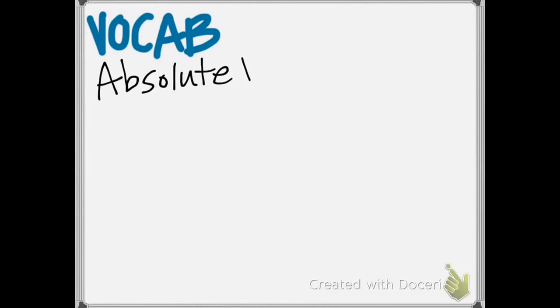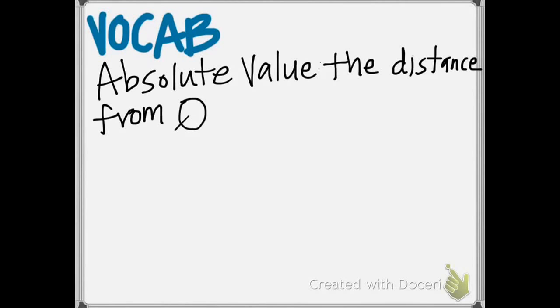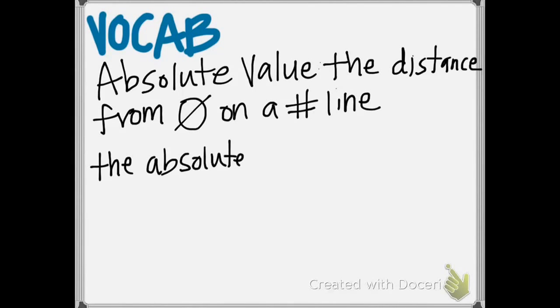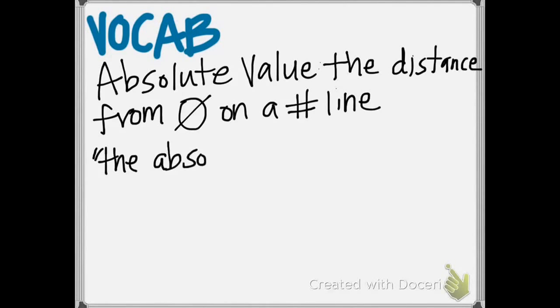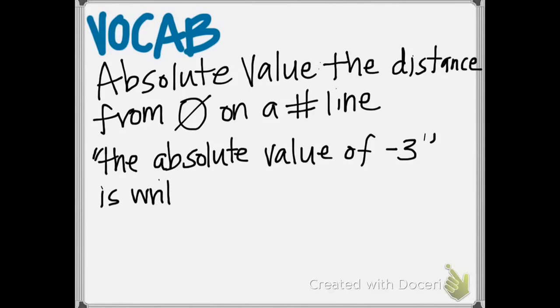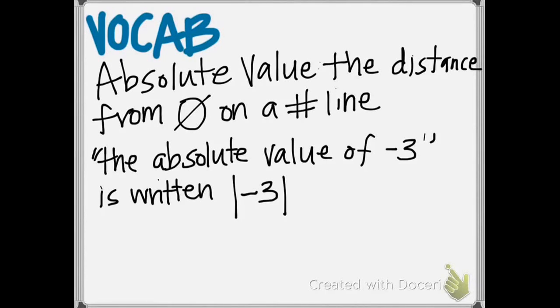Another vocab word for you. This vocab word is absolute value. This is something that you will be using for the rest of your mathematics career in junior high and high school. The definition of absolute value is the distance from 0 on a number line. Again, I apologize that this is going to show all my mistakes. So when we say the absolute value of -3, it is written as -3 with two straight brackets on the side of it.